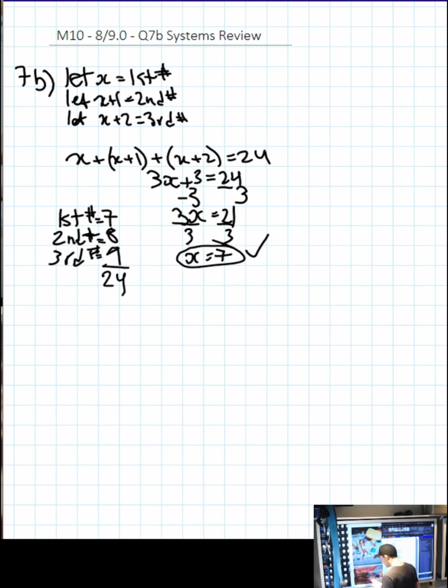So notice I didn't actually ask in either of the questions to solve for anything. I just gave this information. You just know you have to use the information to solve for something. So you know you have to do something with it. Obviously solve for x.